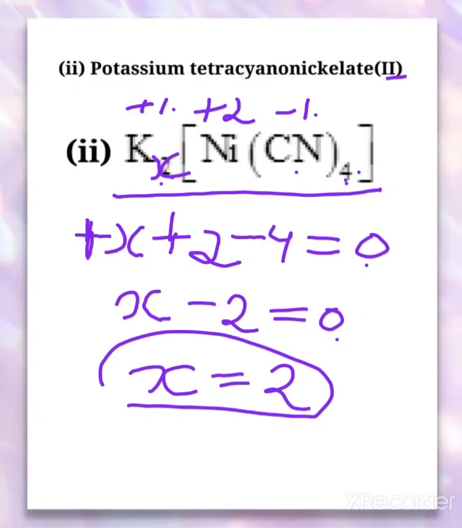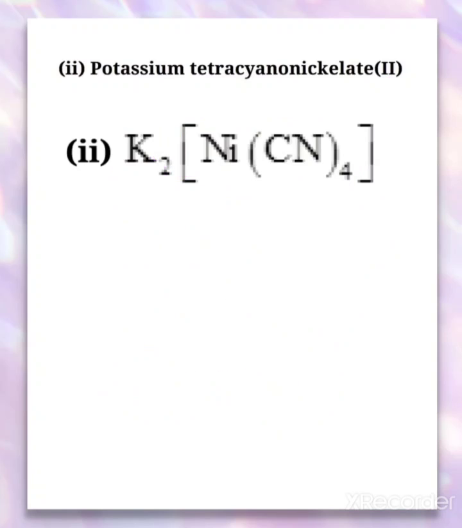That means our counter ion, K, is now known to us. What is X? X is 2, we found it out. So the answer is 2 here. So K2. Why is it 2? Because we found it out just now. So this is the formula for this complex.